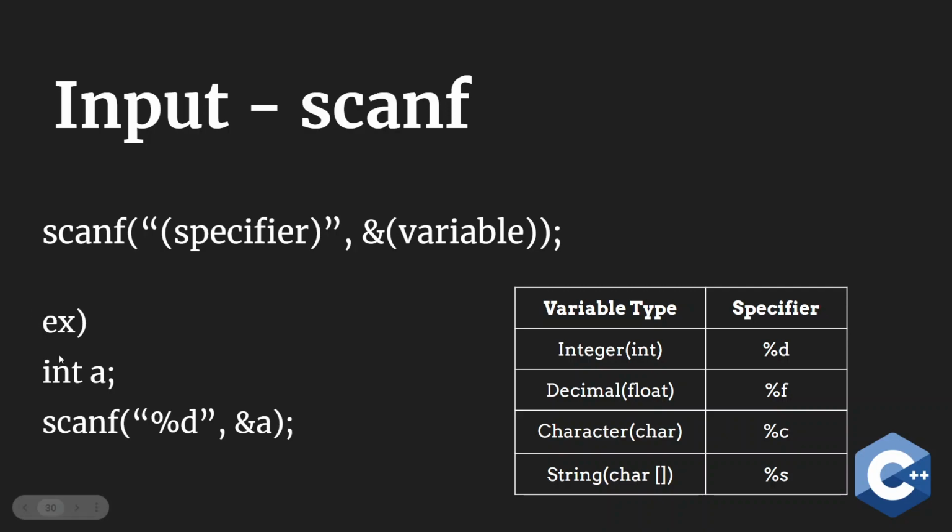So for example, if you want to get integer input and that integer name is a, we want to do scanf and we put the format specifier %d in quotation marks. We write the variable name after a comma. However, we want to write an additional ampersand mark in front of that variable name.